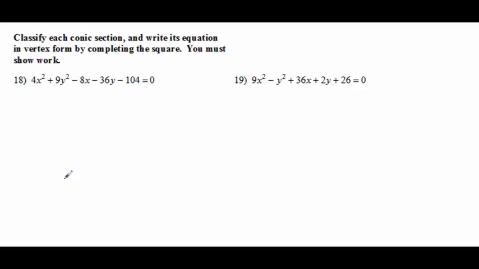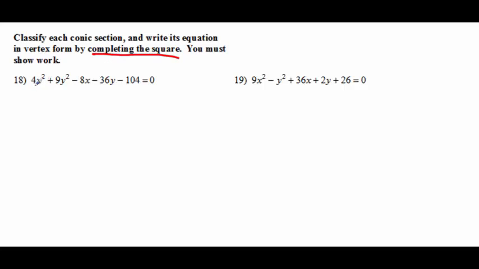18, 19, and 20 I would think would be the hardest stuff on this test, but we've done completing the square a whole bunch in this chapter. And so if you've actually been doing it like you're supposed to, this really shouldn't be that hard. We classify each conic section, and then we're going to complete the square to put it in the right form.